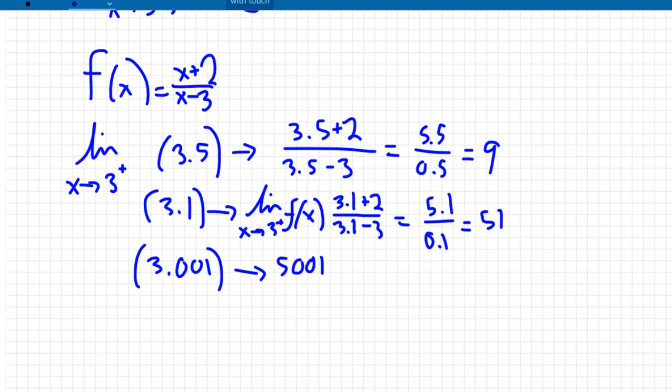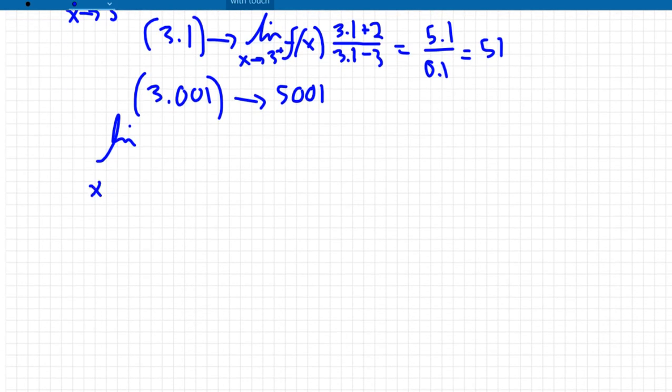So we can kind of conclude from this, if we have the limit as x approaches 3 from the positive side of the function of x, which is x plus 2 over x minus 3, it actually goes to infinity. So as we keep on getting values closer and closer to 3, we'll just get basically an infinite number for our limit.